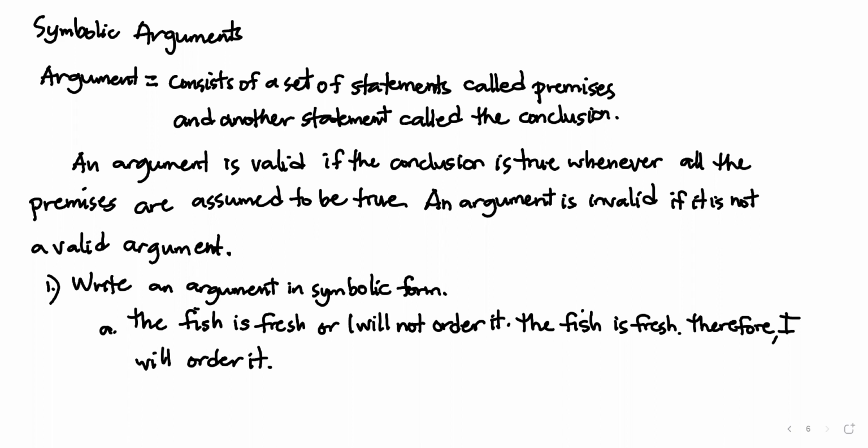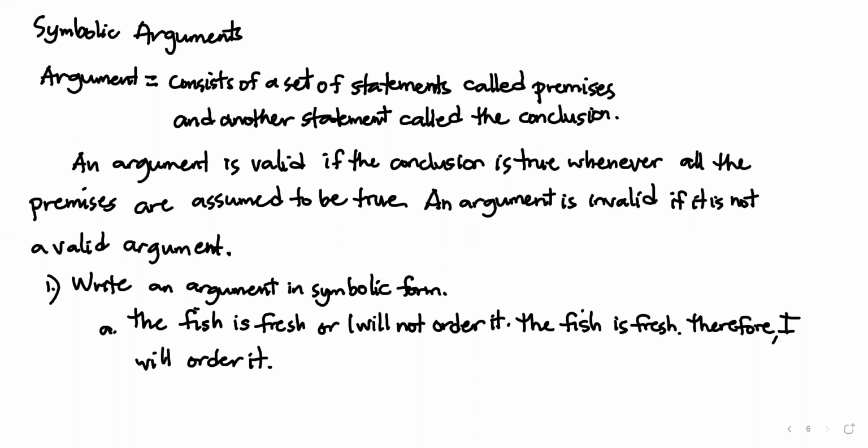Otherwise, it's invalid. So you need to check your truth table for any row where all the premises are true, and then the conclusion should also be true. Otherwise, if it's false, the argument becomes invalid.